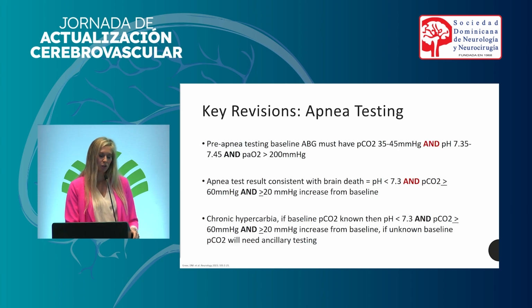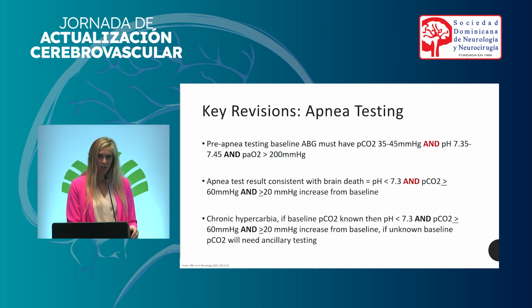So in terms of the key revisions for apnea testing, your ABG that you obtain prior to testing has to have a normal PCO2 of 35 to 45, a pH of 7.35 to 7.45, and a PaO2 of over 200. Now, hospitals will differ in their practice in terms of how often they're sending arterial blood gases. At other institutions, I could send a blood test and have the results within minutes. So I would often send them more frequently because if I get the result I need, I will stop testing. At my current hospital, I don't have test results that quickly, so I'll send an ABG at about 8 to 10 minutes, and then maybe every 5 minutes from there.